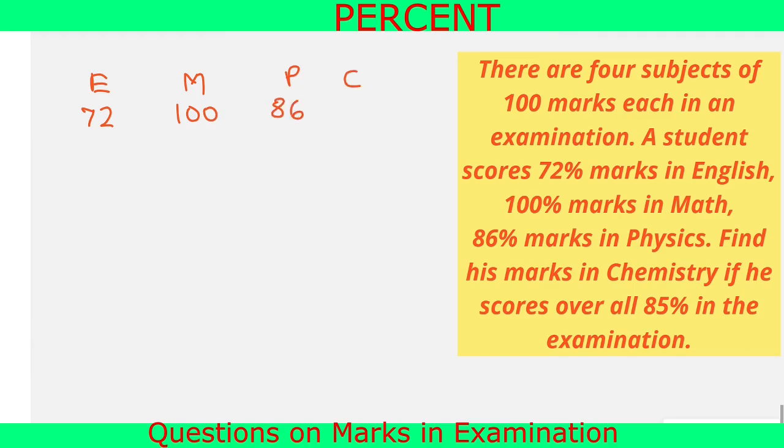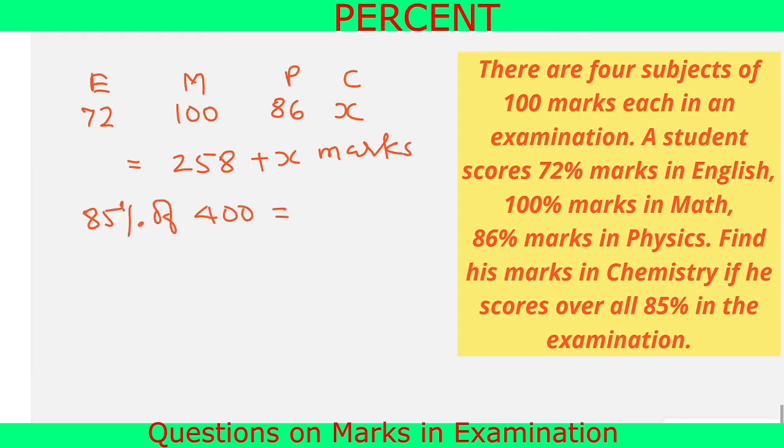And in chemistry it is asked to us how much he scored in chemistry. So let's put it X marks in chemistry. So this total is 72 plus 100 plus 86 plus X, which is equal to 258 plus X marks. His overall percent is 85% marks. So we have to find 85% of the 400 marks, as the total marks of the 4 subjects is 400. 85% of 400. 4 times 85 is 340. So the 85% of 400 is 340 marks.